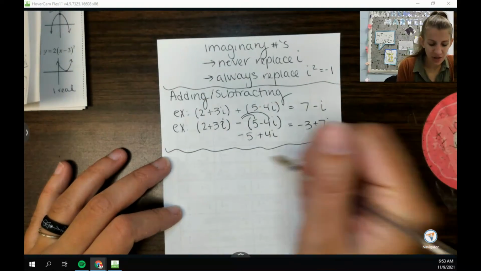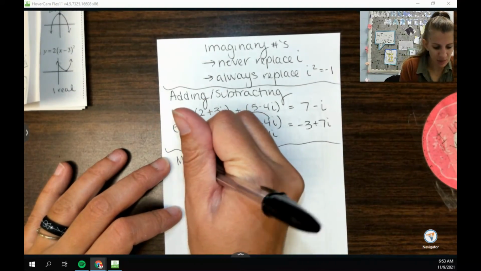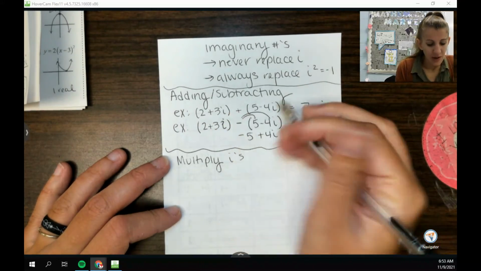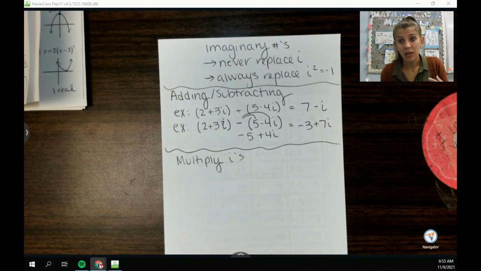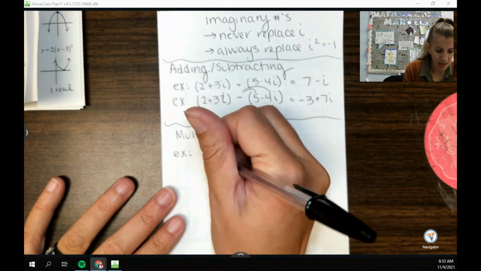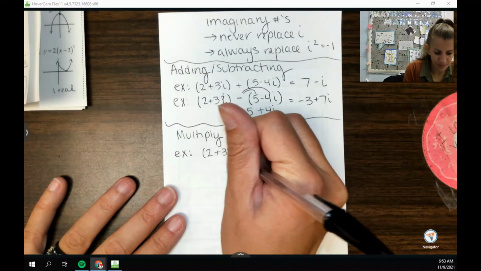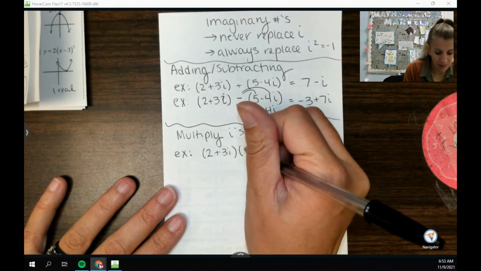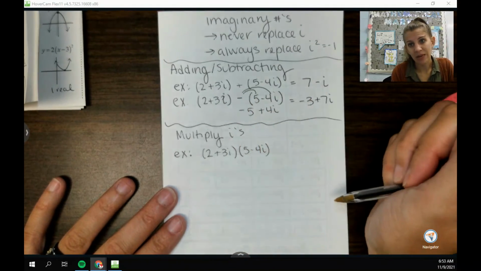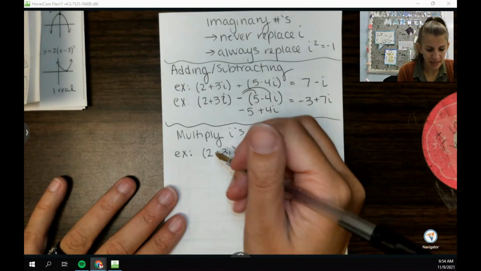The other thing that we can do with imaginary numbers is multiply them. So adding and subtracting, we have to be careful. We can only combine like terms, but with multiplying, we don't have to be careful. We can smush them right up and just multiply them up. The only thing we have to keep in mind is this is where I might run into an i squared, and I have to replace.